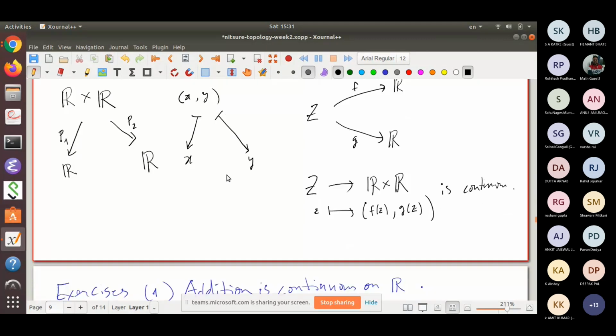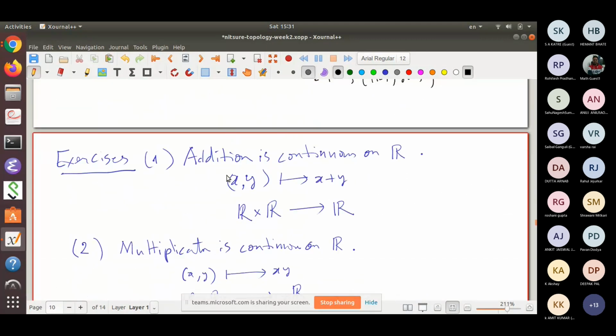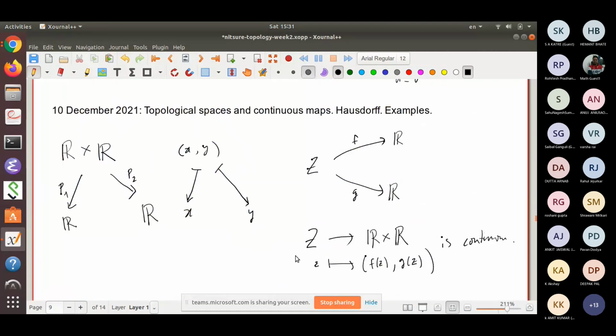And this is the only continuous map making those triangles of the diagram commute, meaning go to R cross R and then go under the first projection, that should be F, go to R cross R and go to the second projection, that should be G, which it is, the way we constructed it. First projection is indeed F, second is G.